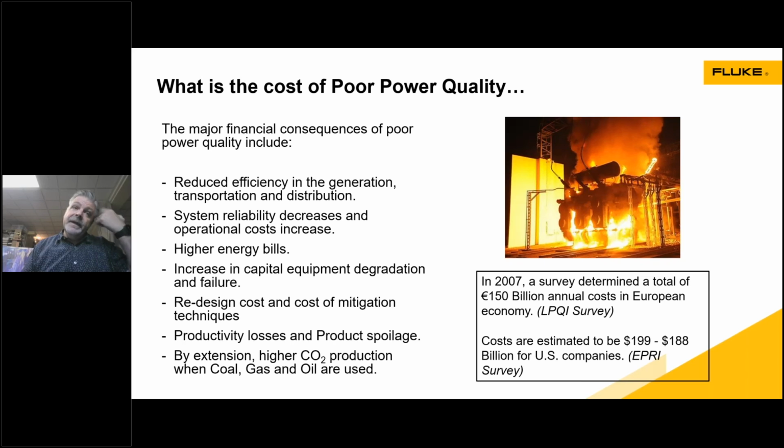And by extension, if your utility is burning coal, gas, or oil, or whatever it is, it's a carbon-based fuel. If you're wasting that energy, you're also creating unnecessary CO2. Okay. Those are some costs listed there. In the U.S., the cost is estimated to be about $200 billion annually for U.S. companies. So if we can get a handle on it, we can potentially save that kind of money. Basically, we don't have to spend money when we don't need to. I think all of us are down for that.